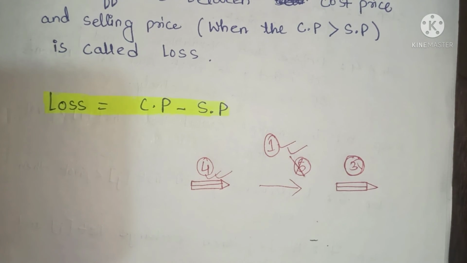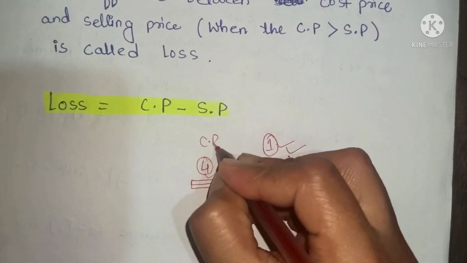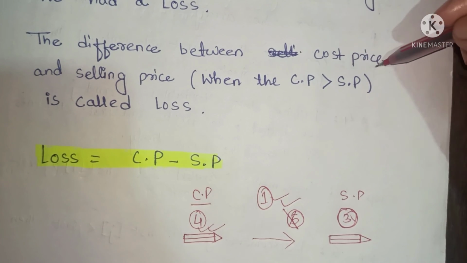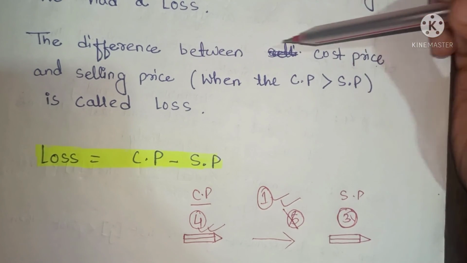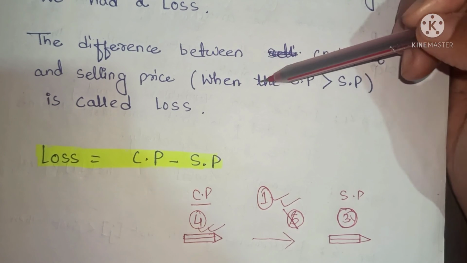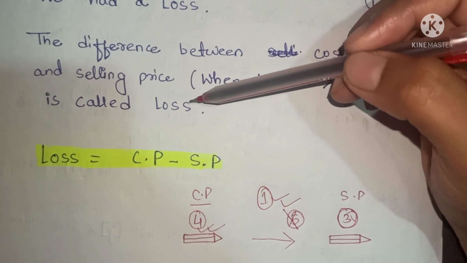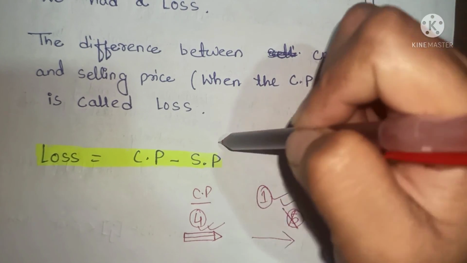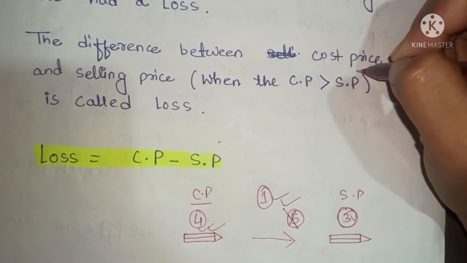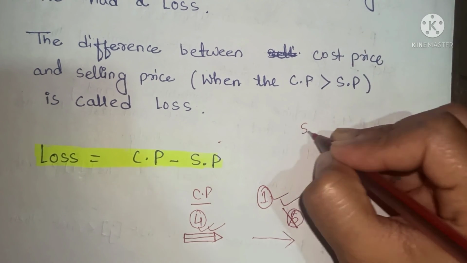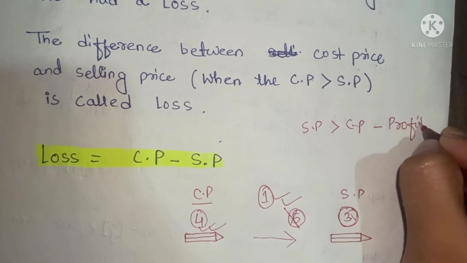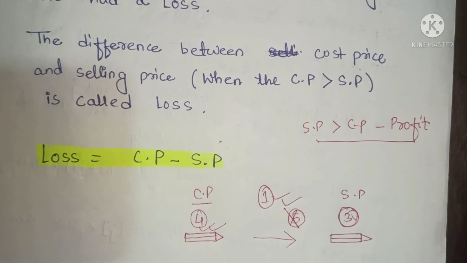Okay? So in this case, you can see the CP is greater than the SP. The difference between cost price and selling price when the CP is greater than SP is called loss. So what is the formula of loss? CP minus SP. So children, when CP is greater than SP, then it is a loss. But when SP is greater than CP, then it is a profit. So this is what you have to remember. Okay? I hope you have understood the terms related to profit and loss.